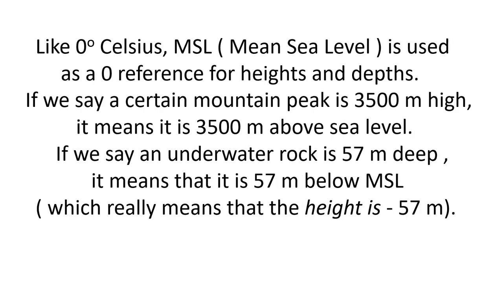Like 0 degrees Celsius, MSL, the full form of which is mean sea level, is used as a zero reference for heights and depths. If we say a certain mountain peak is 3,500 meter high, it means that it is 3,500 meter above sea level. If we say an underwater rock is 57 meter deep, it means that it is 57 meter below mean sea level, which mathematically means that its height is minus 57 meter. So minus 57 meter actually means that from mean sea level it is measured downwards instead of upwards.